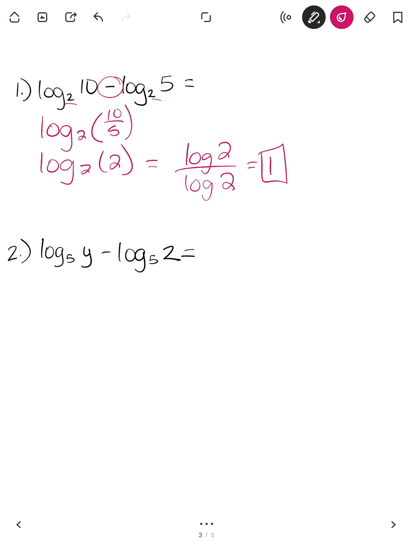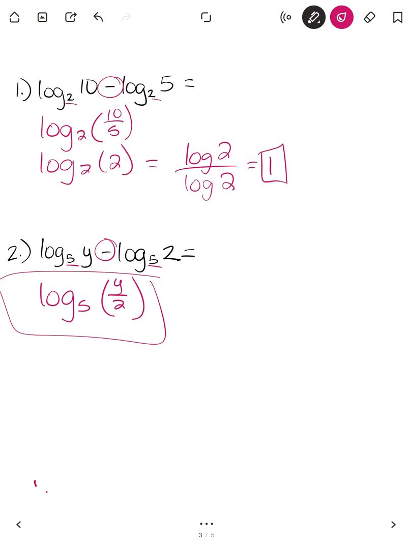Number 2, log base 5 of y minus log base 5 of 2. Again, my bases are the same. I'm subtracting, so I write log in my base. I'm condensing it down to one single log. First number divided by the second number. Because I have a variable left over, I'm done. That's my answer. Again, if you need to pause the video at any time to write, please pause it.